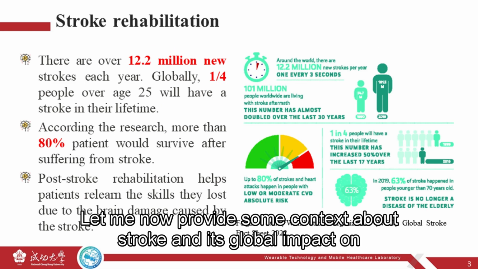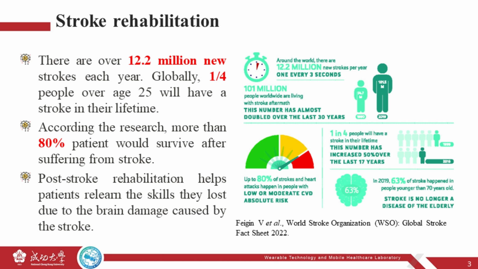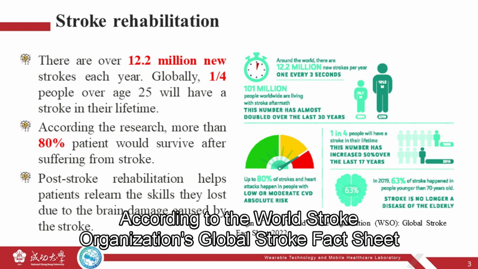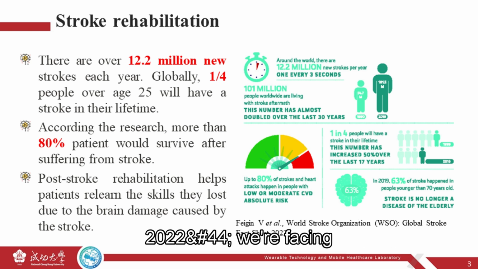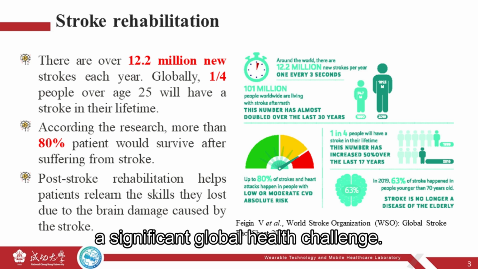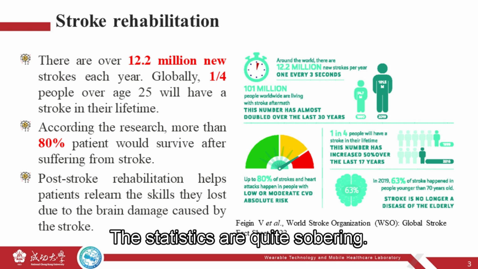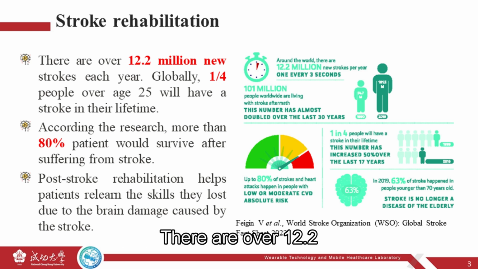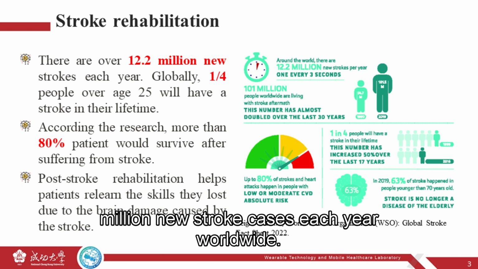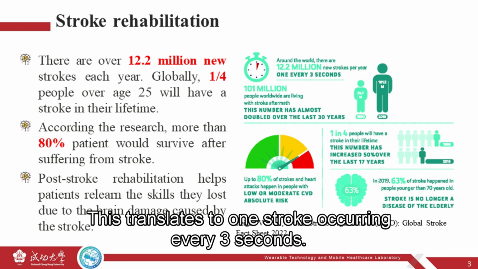Let me now provide some context about stroke and its global impact on rehabilitation needs. According to the World Stroke Organization's Global Stroke Fact Sheet 2022, we're facing a significant global health challenge. The statistics are quite sobering. There are over 12.2 million new stroke cases each year worldwide. This translates to one stroke occurring every 3 seconds.